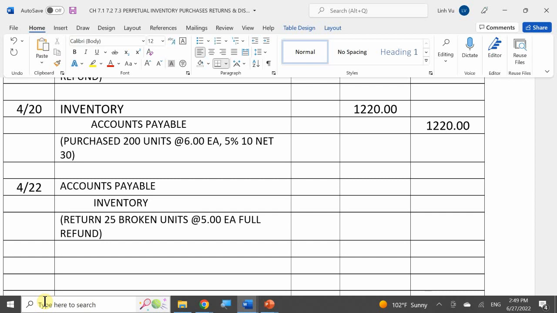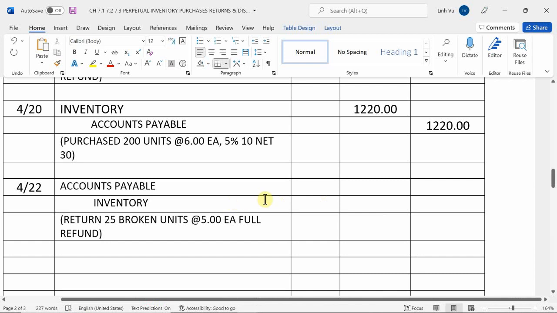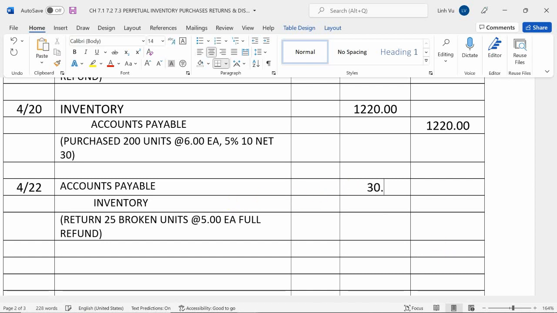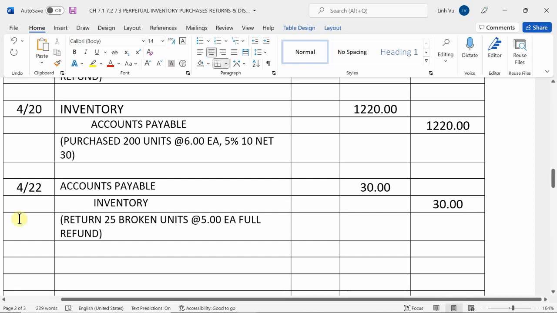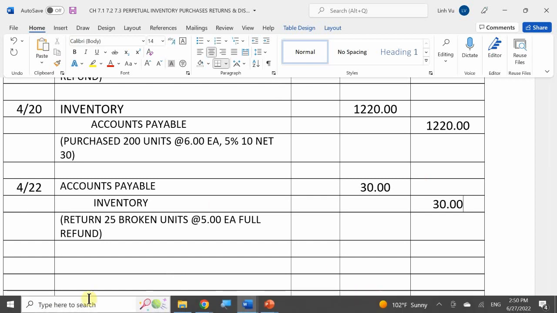After the discount, that means I only paid 120 for those 25 items. We're refunding 30. Yes, good job. $30 is what we're refunding. That means I only paid 120 as opposed to 150, so in this case, I'm going to get refunded $30 back.